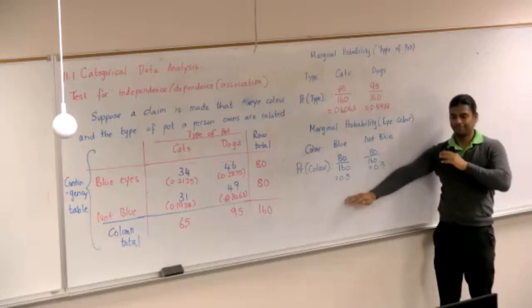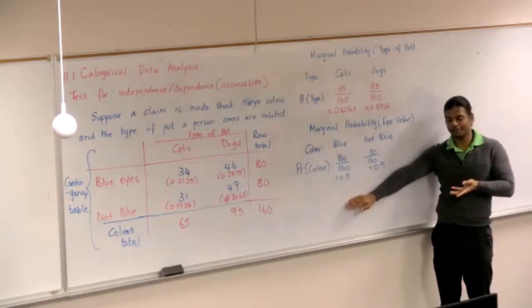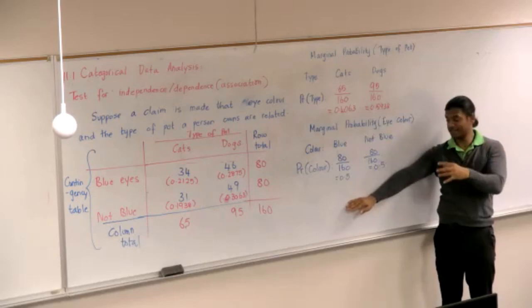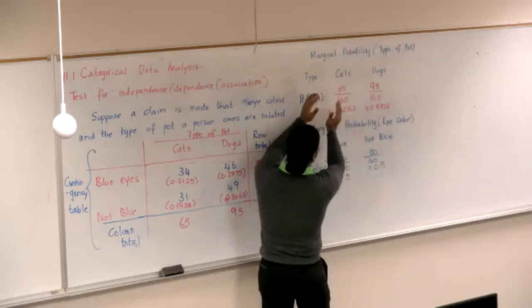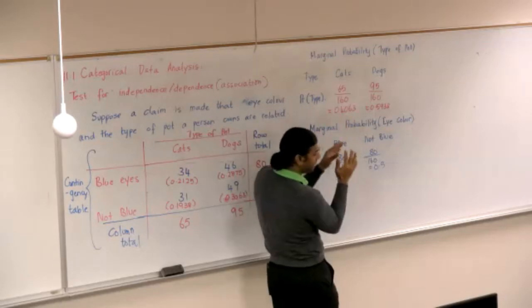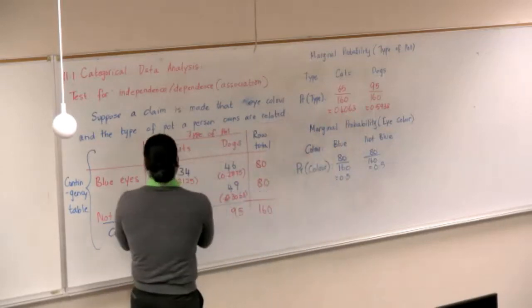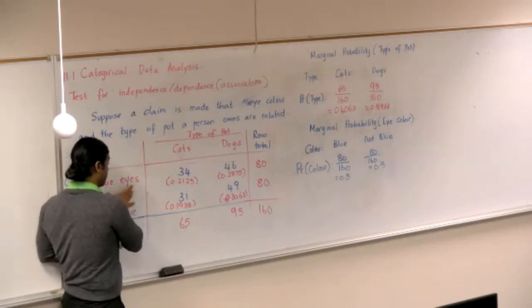Likewise, at random, if I picked a person, what are the chances that they would have blue eyes? 50%. Not blue, any other color, 50%. So we are looking at the variables and their levels individually.